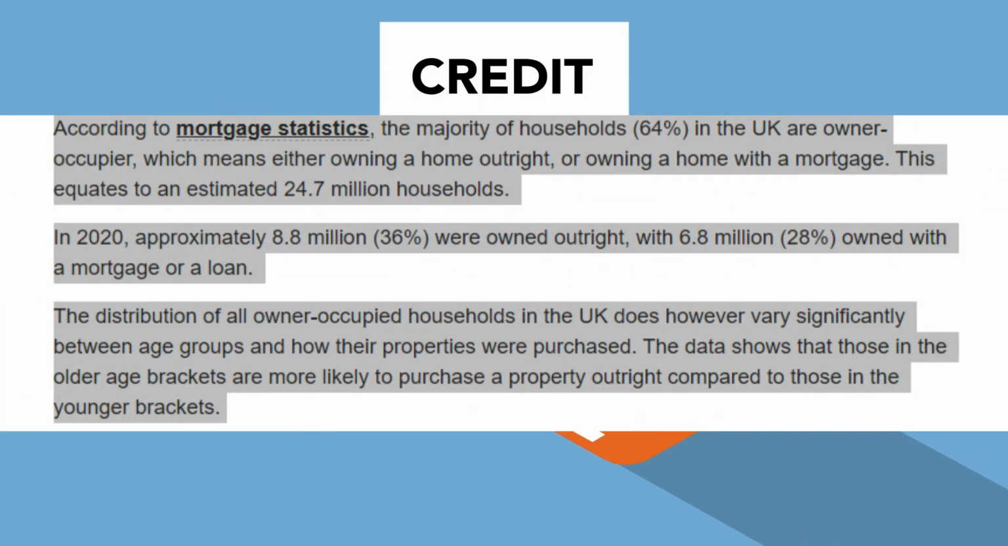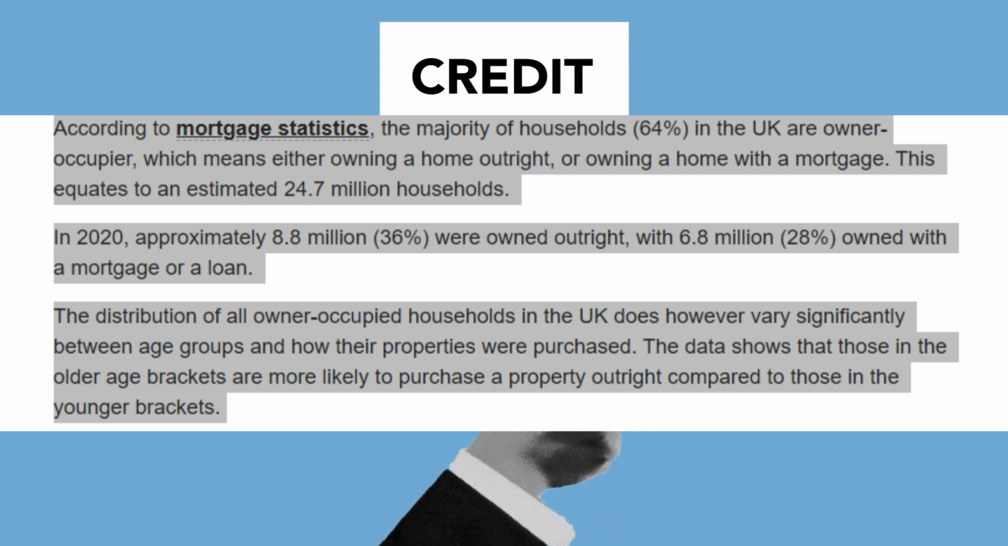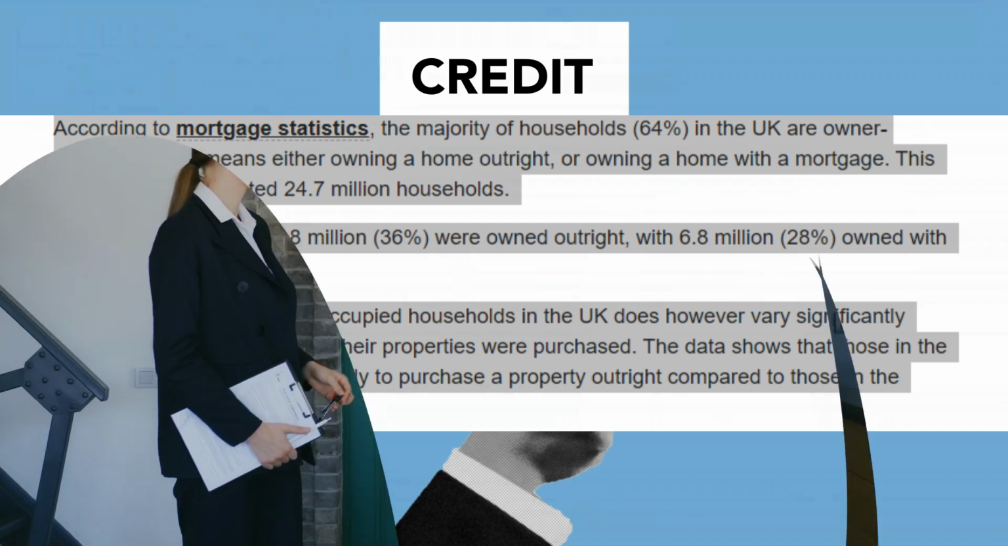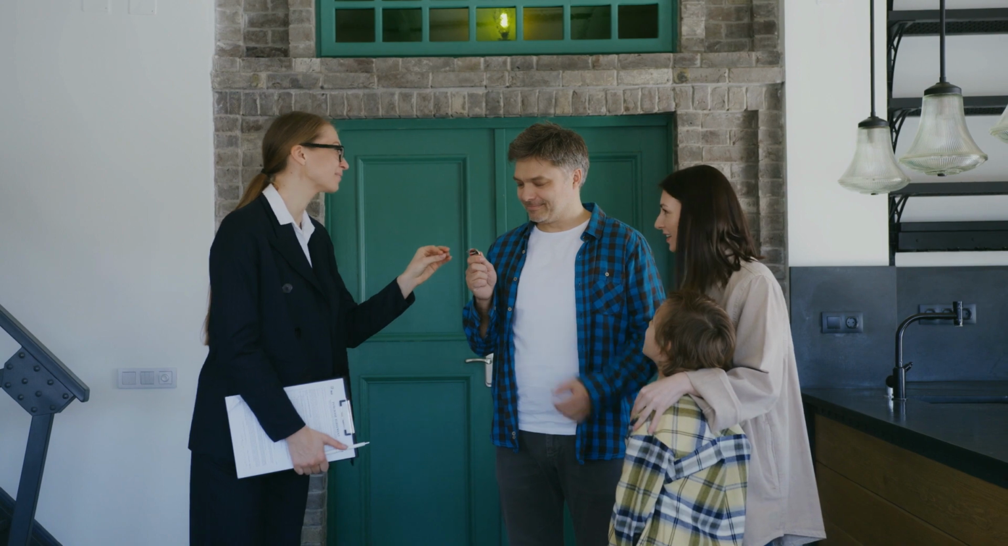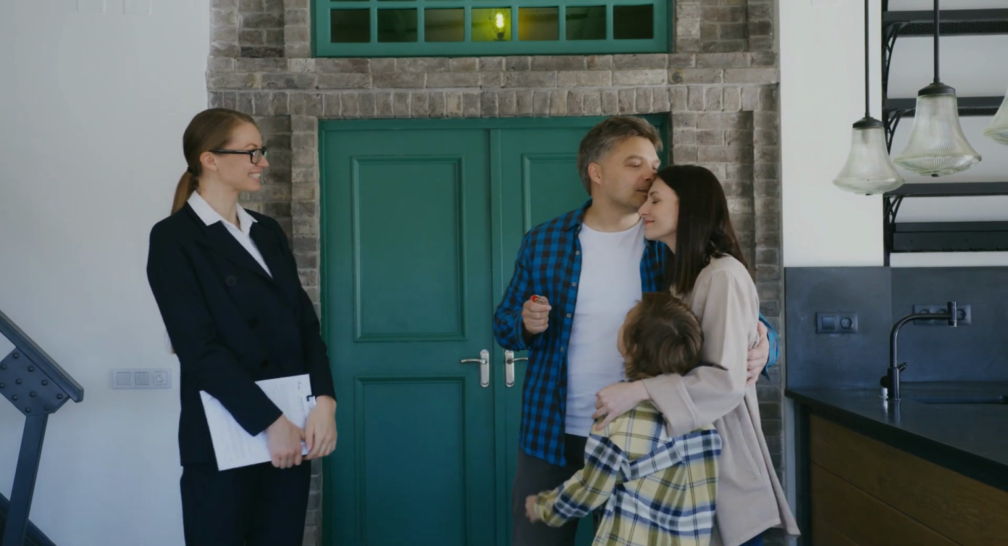According to mortgage statistics, the majority of households, 64% in the UK, are owner-occupied, which means either owning a home outright or owning a home with a mortgage. This equates to an estimated 24.7 million households. In 2020, approximately 8.8 million, 36%, were owned outright, with 6.8 million, 28%, owned with a mortgage or a loan.